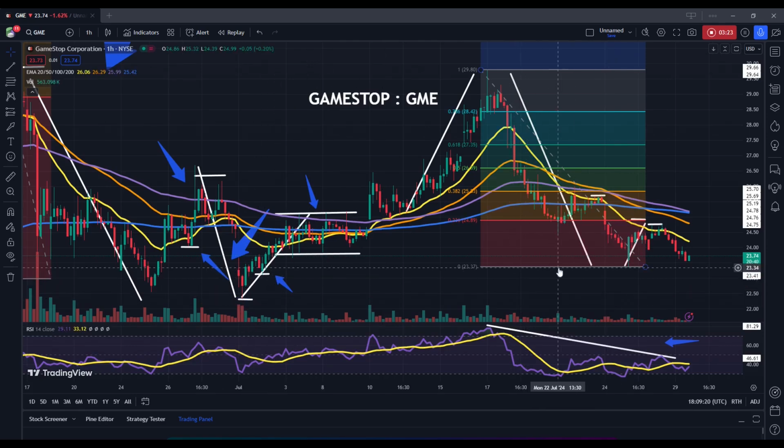So if we do break 23.37, I'm not saying that we will or we won't, but if we do break there, the next level to the downside comes in a bit lower. This would come at the July 1 trading session, which posted at 22.32. So we would see a further decline of roughly just a little over $1, and further downside would be possible at that point.